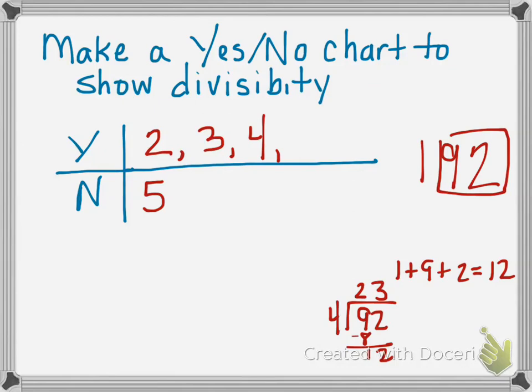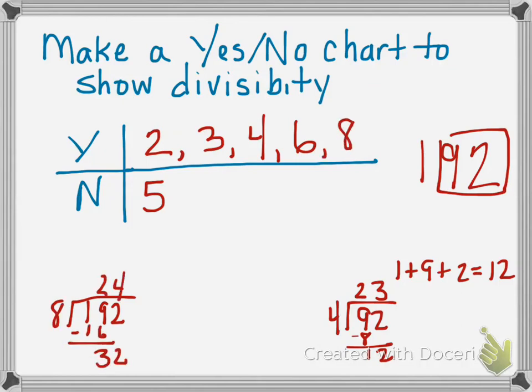Check 6. 6 always works if 2 and 3 work. 7 we don't look at. 8, you have to look at all 3 digits, and it has to be even. So 8, yes, it does go in there. 9 is similar to 3, so does 9 go into 12? Nope. And 10, no, because it does not end in 0. So part of what you'll practice today is just making yes-no charts to find out which numbers are divisible into the given number. Okay? You may need to pause and rewind that if you want to look at it again. That's really just going through your list of divisibilities and checking whether it's yes or no. Okay? When you're ready to move on, here we go.